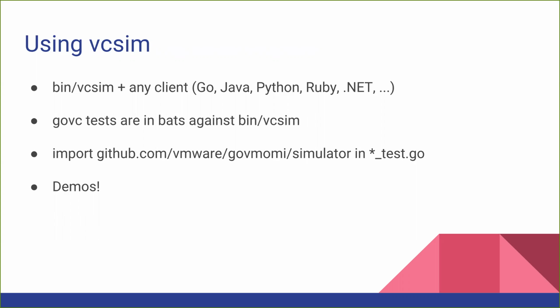The other way to use vcsim, if you're implementing in Go, is to import the simulator package in your test files. And there's a pretty simple boilerplate to bring up a vcsim instance. And then, as you'll see when we get into some of those examples, you just talk to it with the client just like you would a real vCenter.